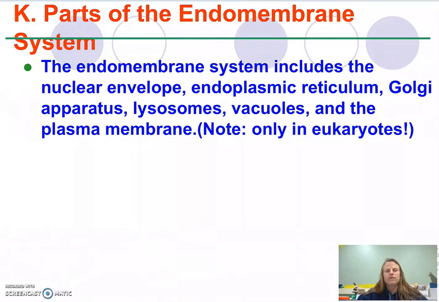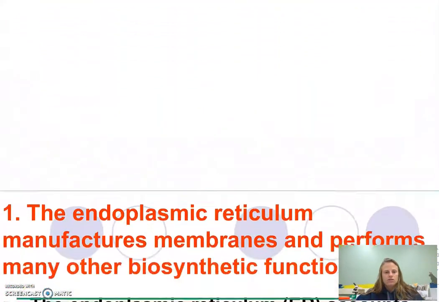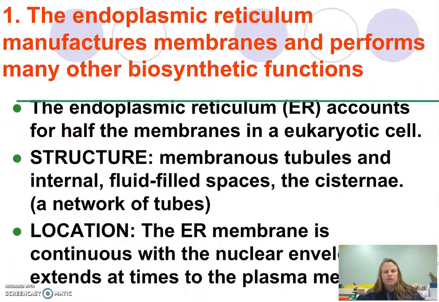Today I would like to revisit the endomembrane system and get more detailed into some of the organelles that are part of the endomembrane system. But first, let's refresh our memory and discuss which organelles are in fact part of the endomembrane system. Well, it includes the nuclear envelope, the endoplasmic reticulum, both smooth and rough, Golgi apparatus, lysosomes, vacuoles, and the plasma membrane. So let's first talk about the endoplasmic reticulum.